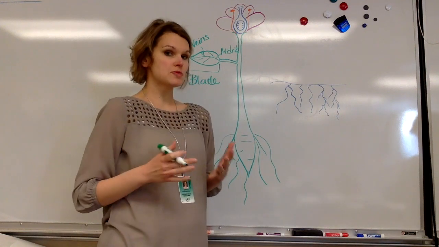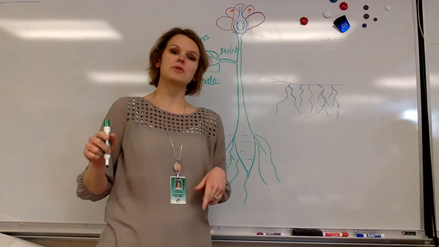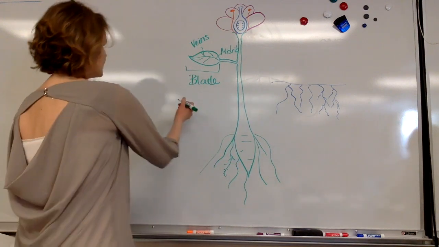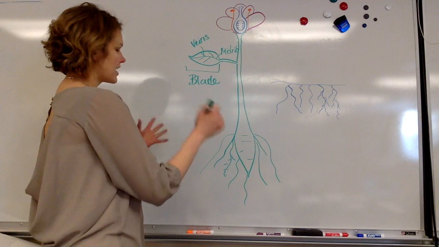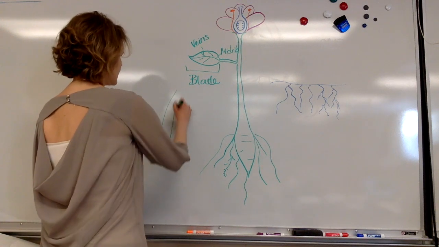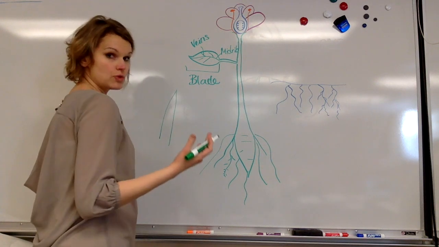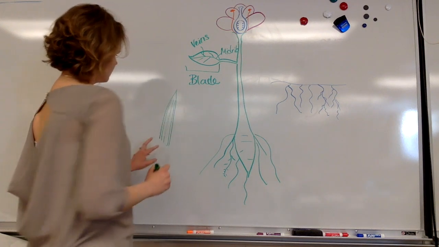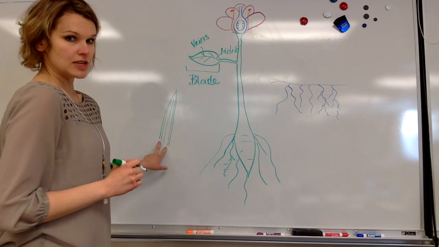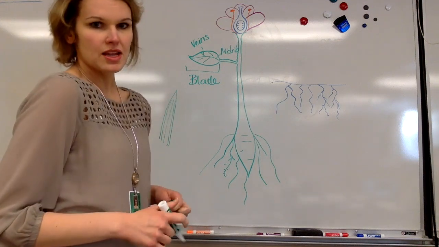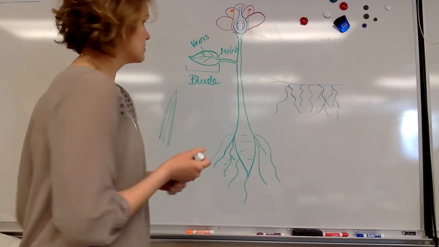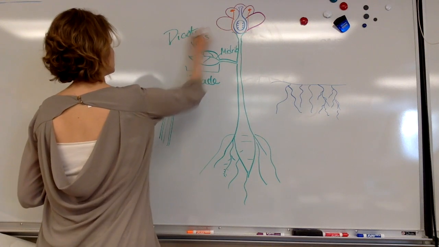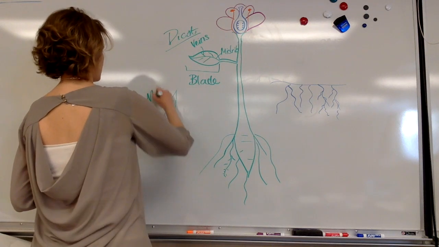Now, the arrangement of the veins, if you remember, can also help us determine if a plant is a monocot or a dicot. A dicot is like this. It has the branching leaves. A monocot is more like a grass. If you were to look at a blade of grass, you would see veins that are parallel to each other, that run up and down. So that is the difference between a monocot and dicot. So here's dicot, and this is monocot.